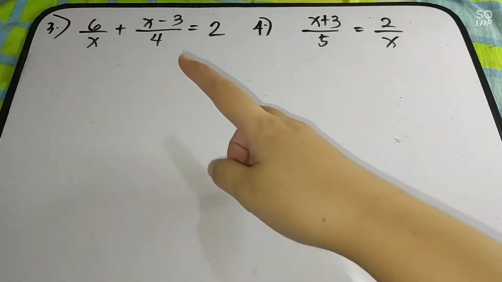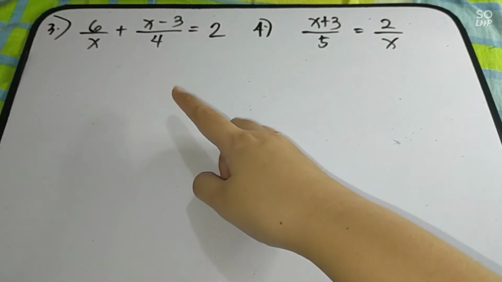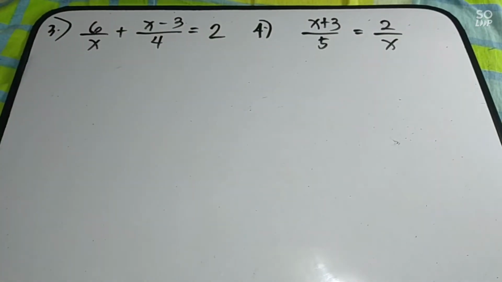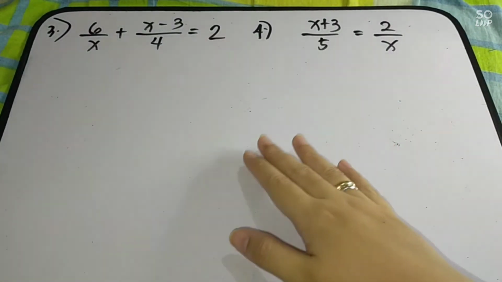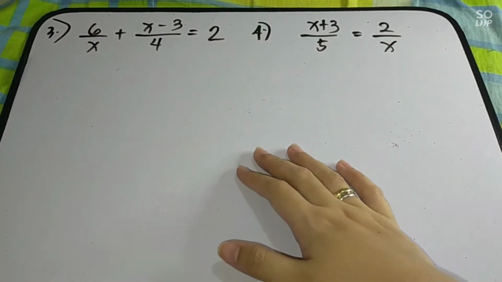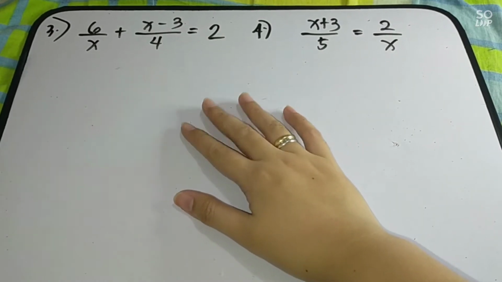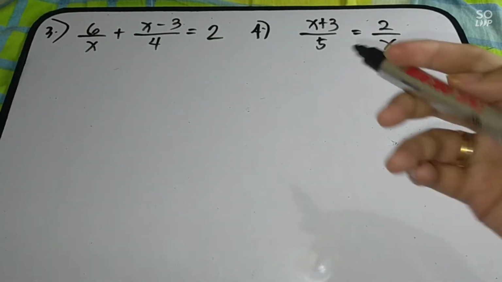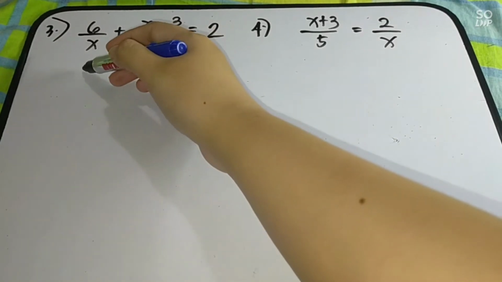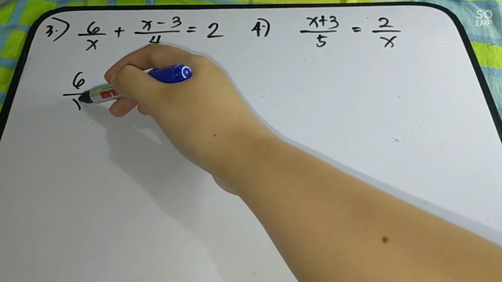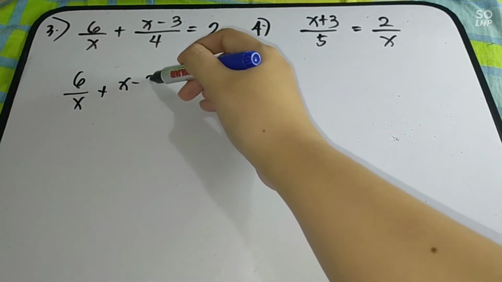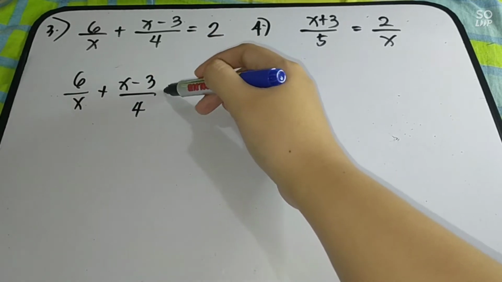Number 3, we have 6 over x plus x minus 3 over 4 is equals to 2. So, we have a rational expressions given dito. Kapag may rational expressions ang given natin, kailangan mawala yung denominator. So, paano mawawala yung denominator? So, we are going to simplify. 6 over x plus x minus 3 over 4 is equal to 2.